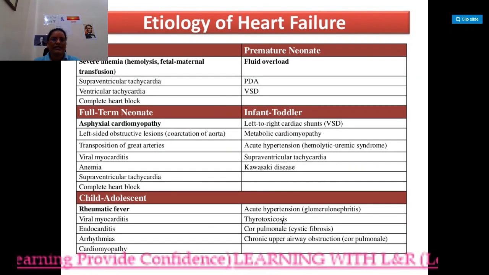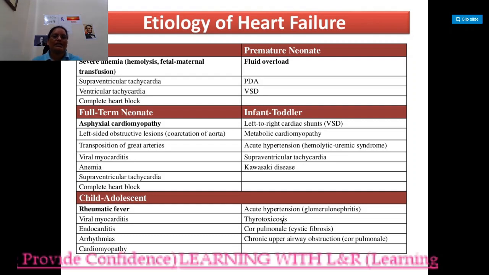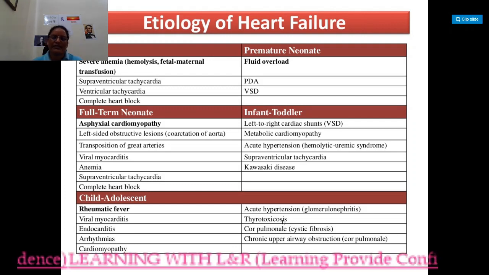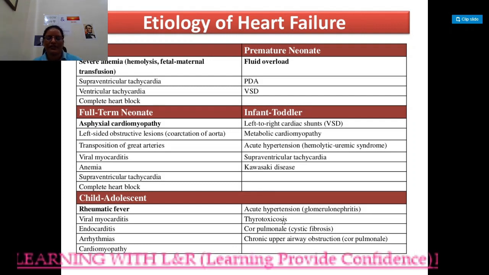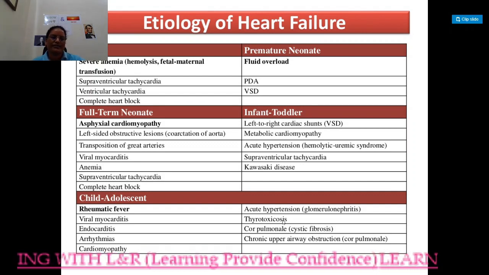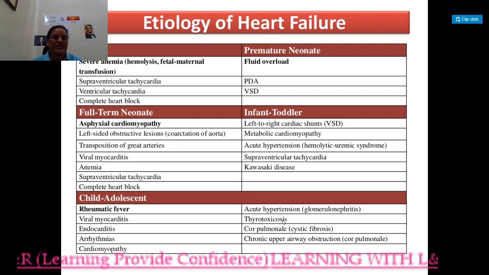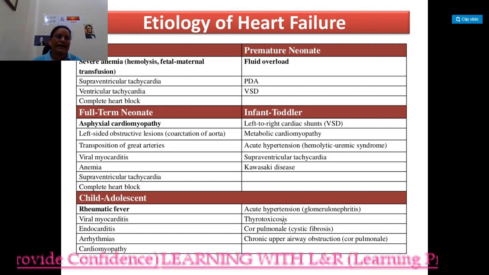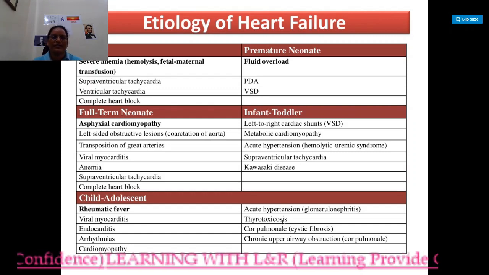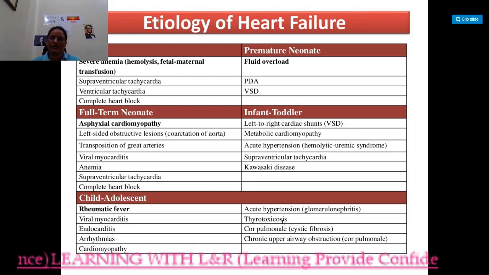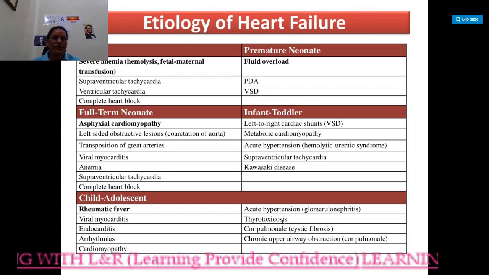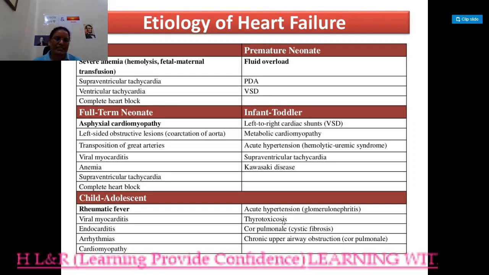Okay. Then the next is etiology of heart failure, according to the age group. First is the fetus, when the fetus is suffering from severe anemia. When the fetus is not yet born, it is related to the mother and baby. Severe anemia, then supraventricular tachycardia, ventricular tachycardia, and complete heart block before birth. Then the premature neonate, born before the completion of the time: fluid overload, PDA and VSD might be there.